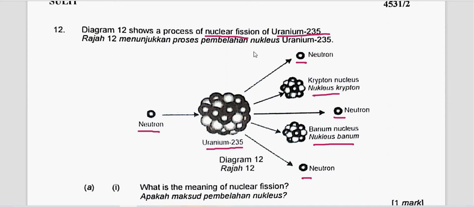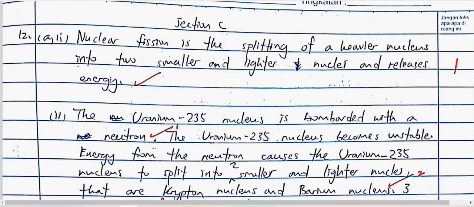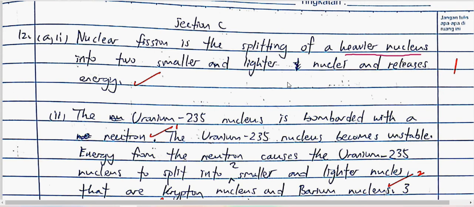So the first question, what is the meaning of nuclear fission? Okay, nuclear fission. Actually, if you look at the diagram, you know already. So here. So nuclear fission is a splitting of a heavier nucleus into 2 smaller, lighter nuclei. And together with that, it will release energy. So that is 1 mark. Okay. Next question.